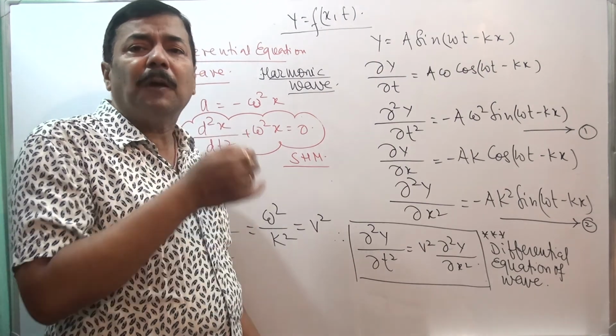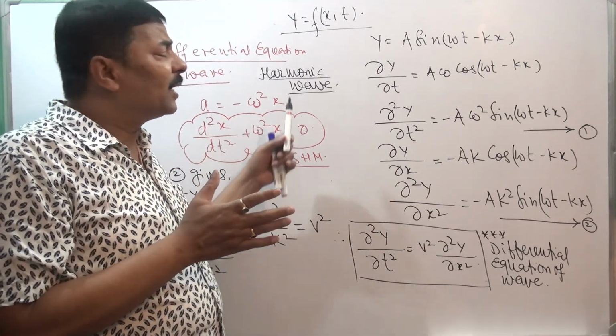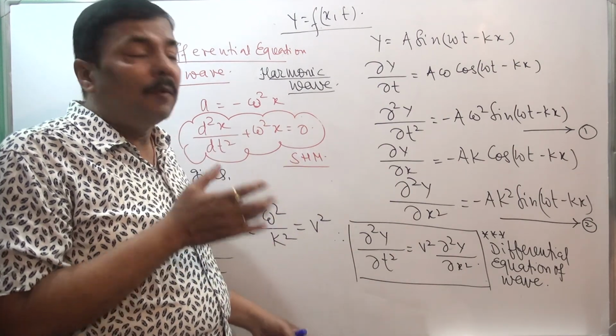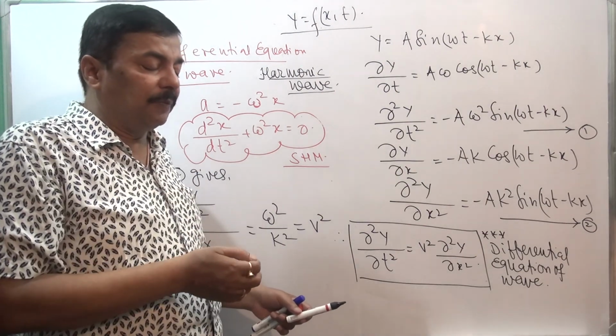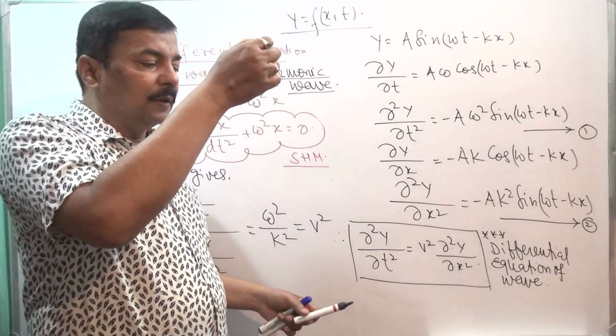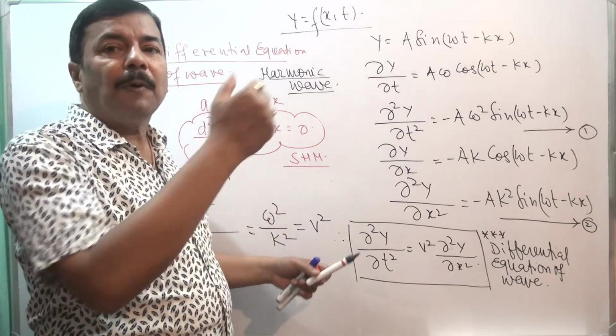If the source is performing simple harmonic motion, then we can say that it is a simple harmonic wave. But it can do any type of motion. For example, you can take, I am giving this motion, I am dividing in this way, like that only. So then the shape of wave will change.